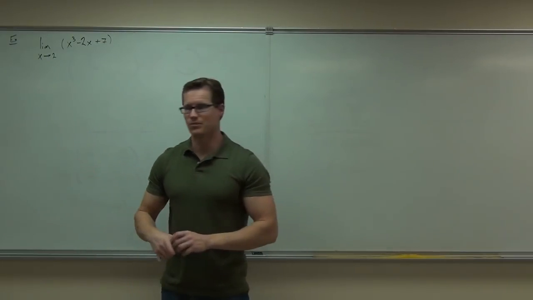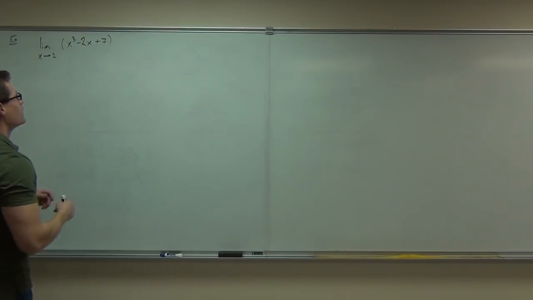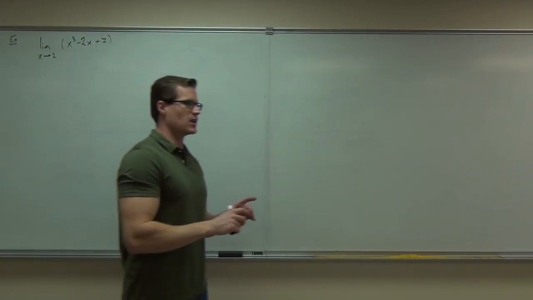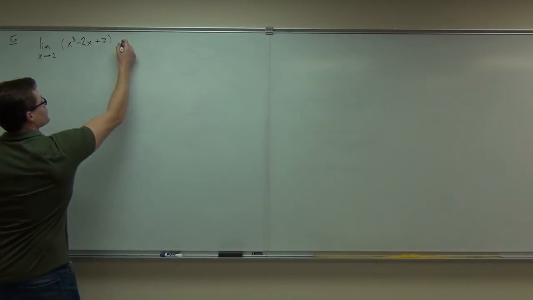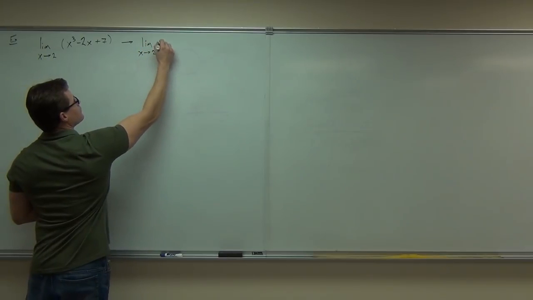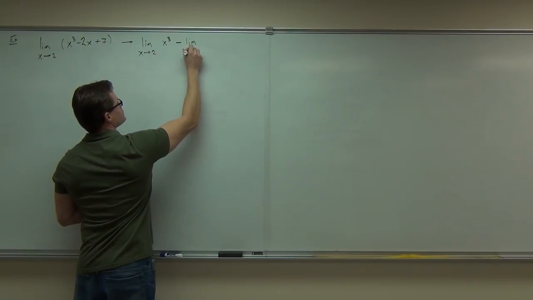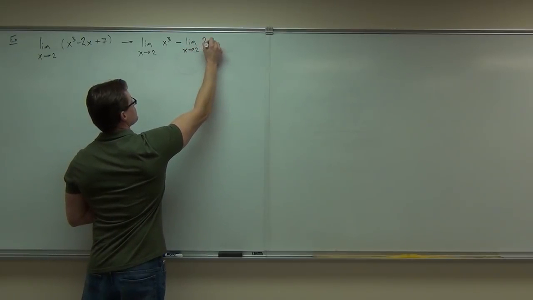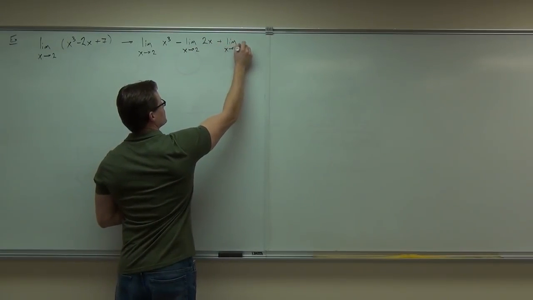So here's what we can do. If we look at this and say, okay, limit as x approaches 2 of this function, the first thing I know is that I can separate limits by addition and subtraction. You with me? So this can become the limit as x approaches 2 of x cubed, minus the limit as x approaches 2 of 2x, plus the limit as x approaches 2 of 7.